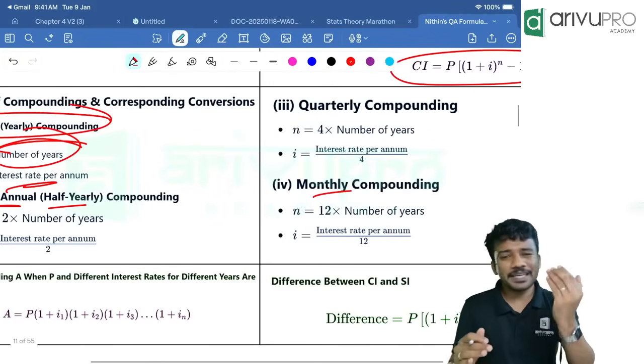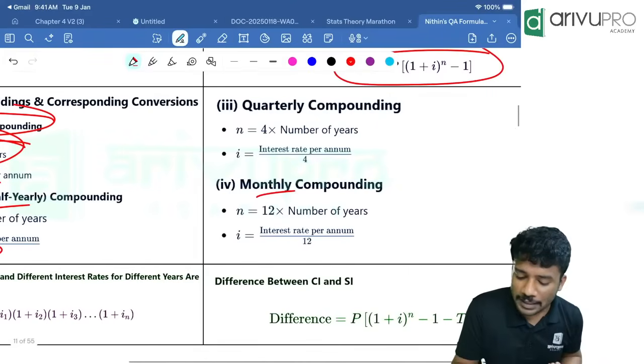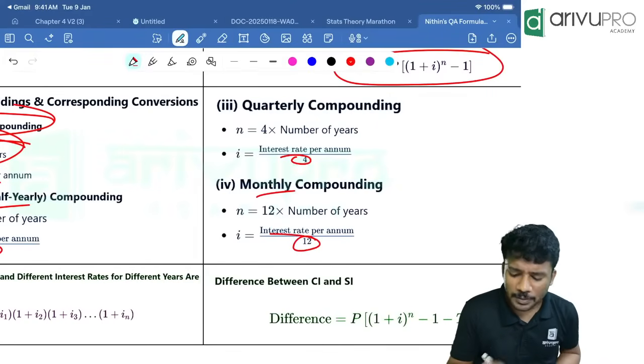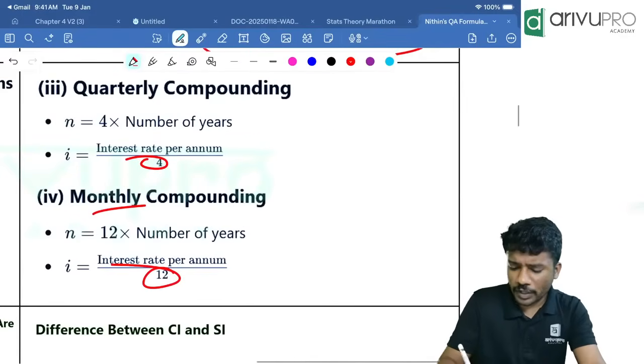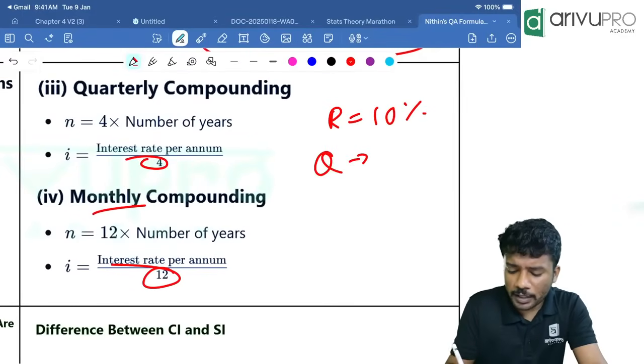The interest will be divided by 2 for half yearly, by 4 for quarterly, and for monthly it will be divided by 12. If it is, for example, R equal to 10%, for quarterly compounding, what happens?